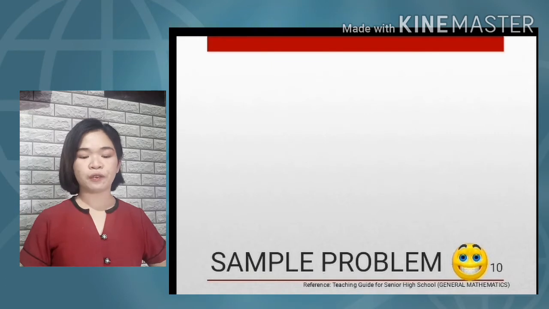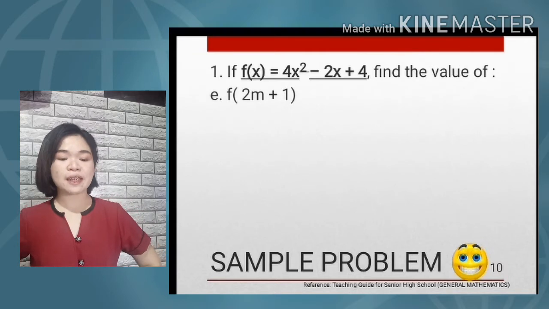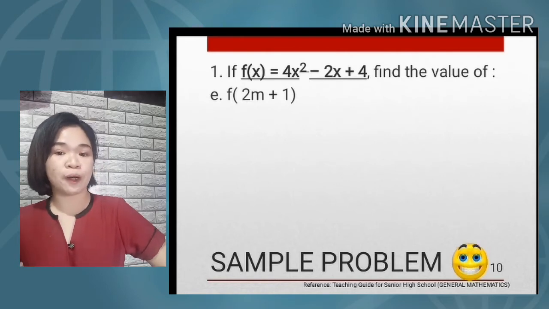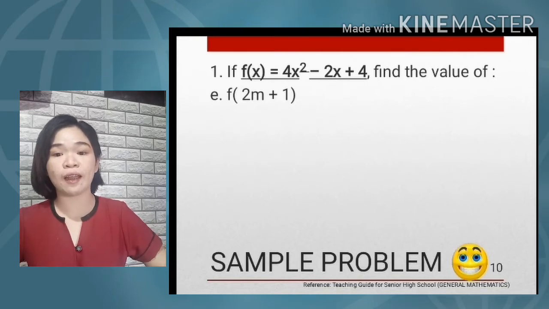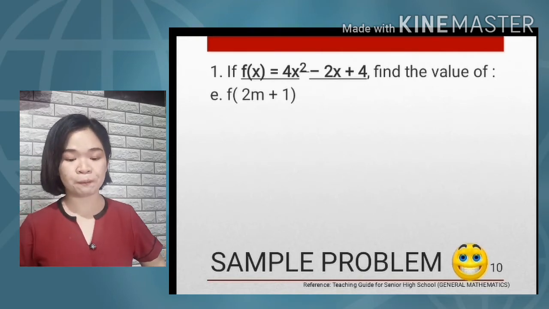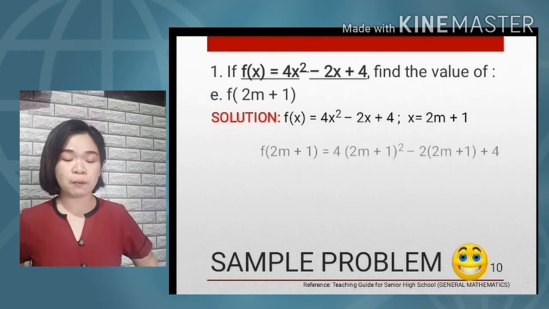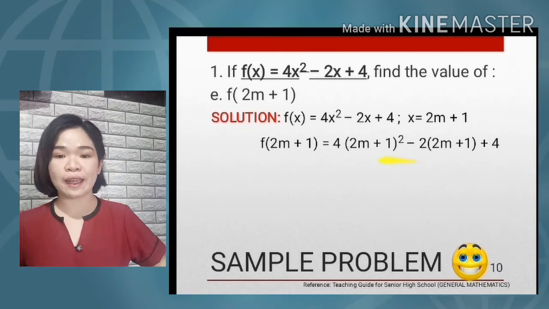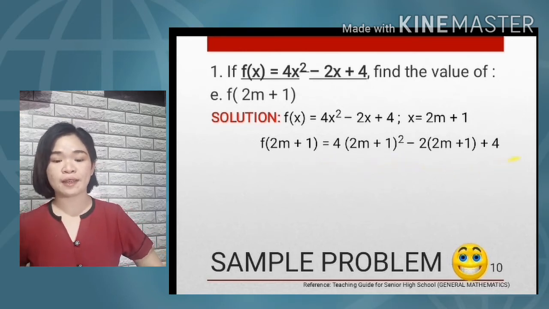1, letter E. So, same function. However, our value of x is 2m plus 1. If you can see, this is not just a single number, but this is an expression. So, don't be afraid, it's still usual. It's still possible to evaluate a function if the value of x is an expression. So, let's try. Substitute the value of x to the given function. So, that will be f of 2m plus 1 is equal to 4 times the quantity of 2m plus 1 raised to 2 minus 2 times 2m plus 1 plus 4.